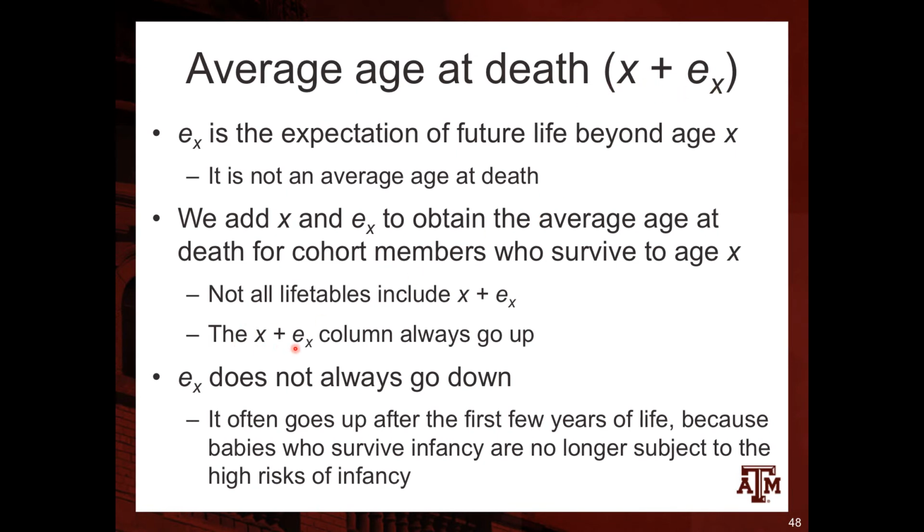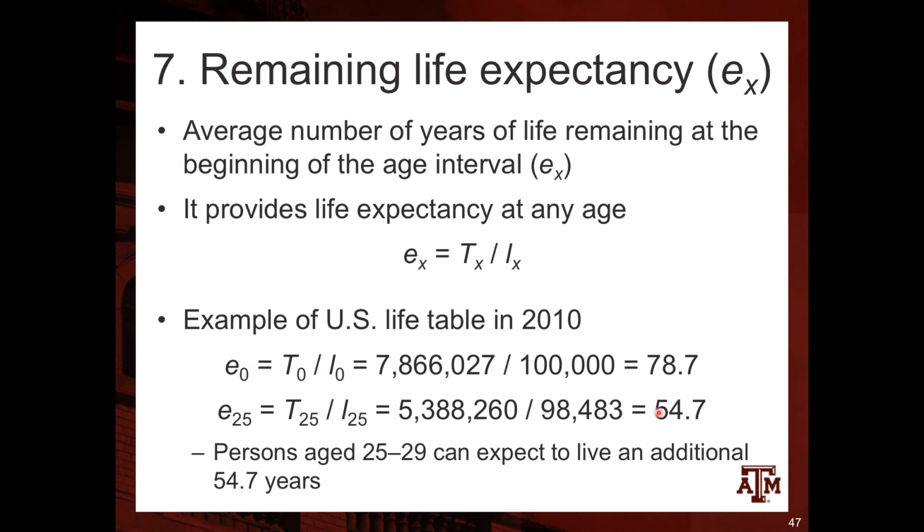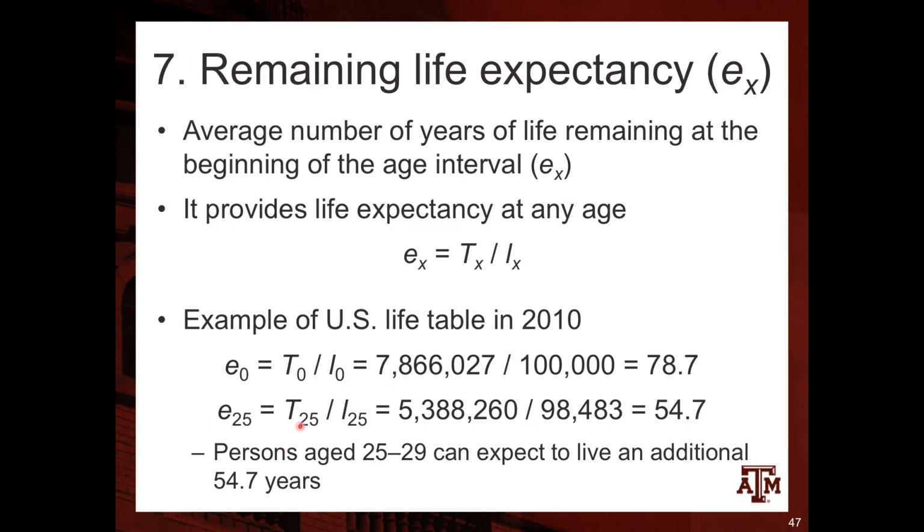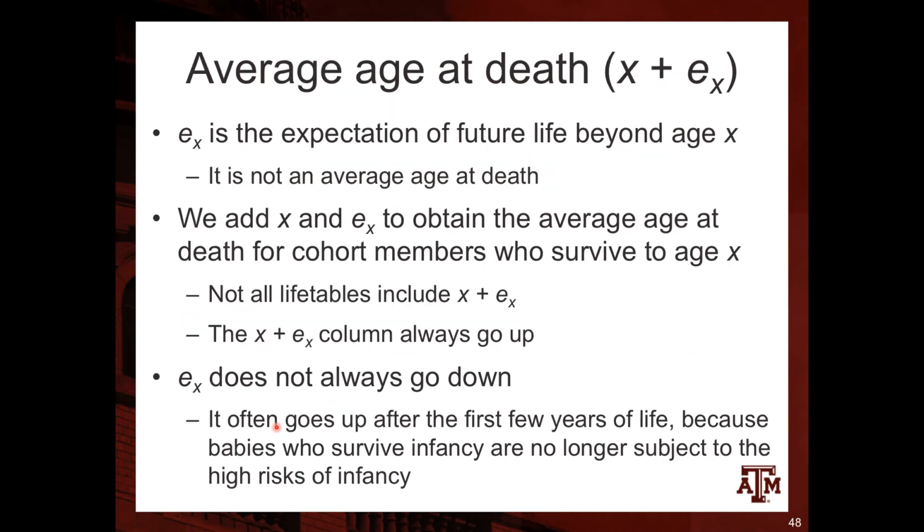The X plus EX column always goes up in this case. So in that previous example that I showed you, I get 54.7, added to this is 79.7. So this is the average age at death for the cohort members who survive exactly until age 25. So that's the interpretation. And the life expectancy does not always go down.